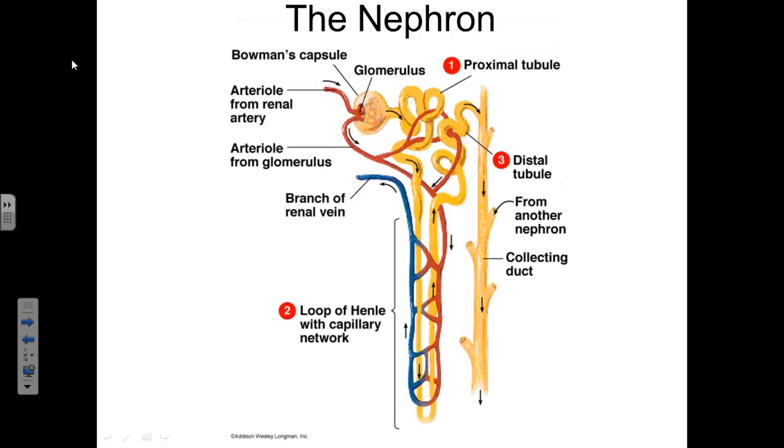So let's talk about how urine is made here. This is the nephron. There are thousands of these in every kidney. And they're essentially what? Filters. Sometimes they're called the functional units of your kidney.